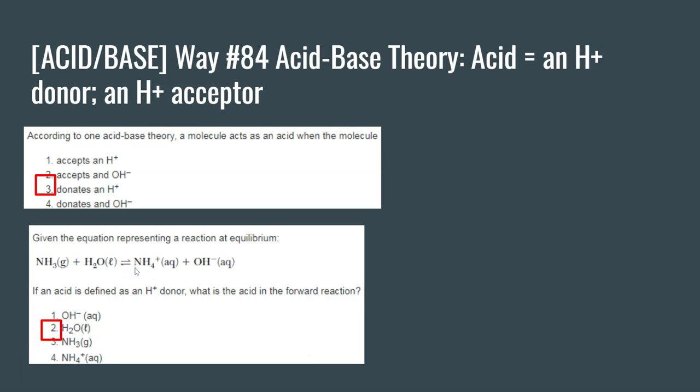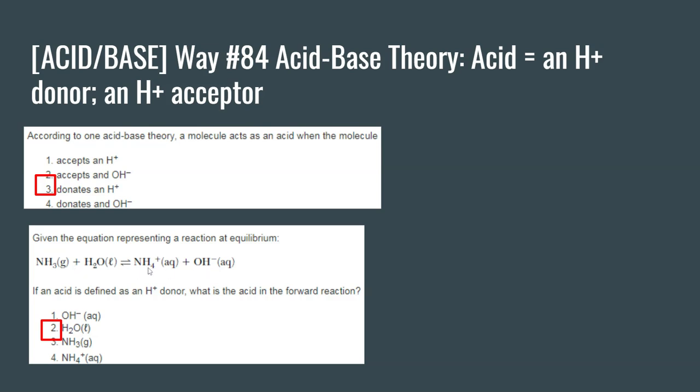Sometimes the Regents will ask you to classify acids and bases in the reverse way. So the same rules apply. What does ammonium do to hydroxide in order to go from products to reactants? Well, in this case, ammonium would be the proton donor, which would make this the acid. It gives the hydrogen to OH minus in order to become H2O. Therefore, ammonium ion is the proton donor, making it the acid, and OH minus is the proton acceptor, making it the base.